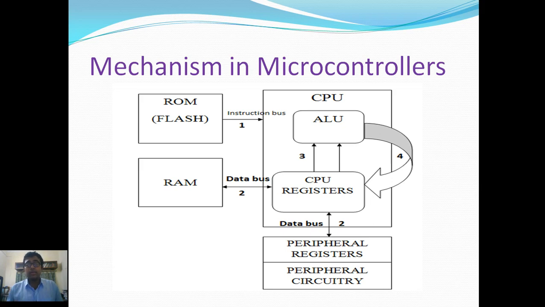And again, after the operation has been conducted, or after the operation ends, the specific operated data will be fed again to the CPU register, and will again be fed to the RAM and stored there, and after a few moments, it will be stored again to the ROM if it is required. So this is the specific mechanism of a microcontroller.